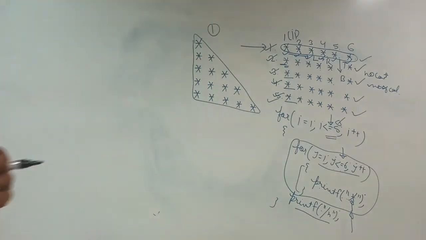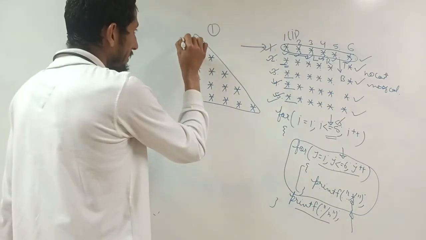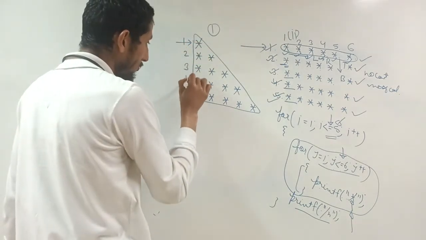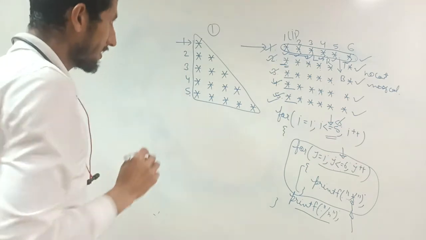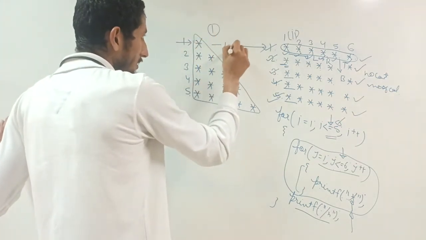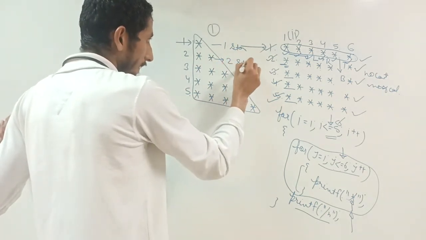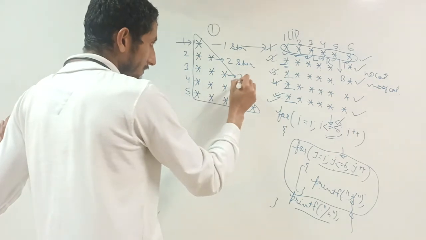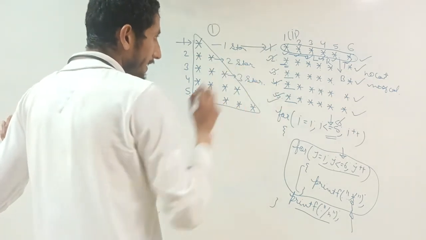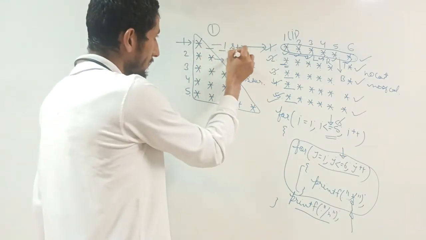Okay. But in the pattern to the left, what is going to happen? The rows are constant: 1, 2, 3, 4, 5. But the stars in each row are variable. In row number 1 I have 1 star. In row number 2 I have 2 stars. In row number 3 I have 3 stars, and so on. And along with the stars I have to print space also.